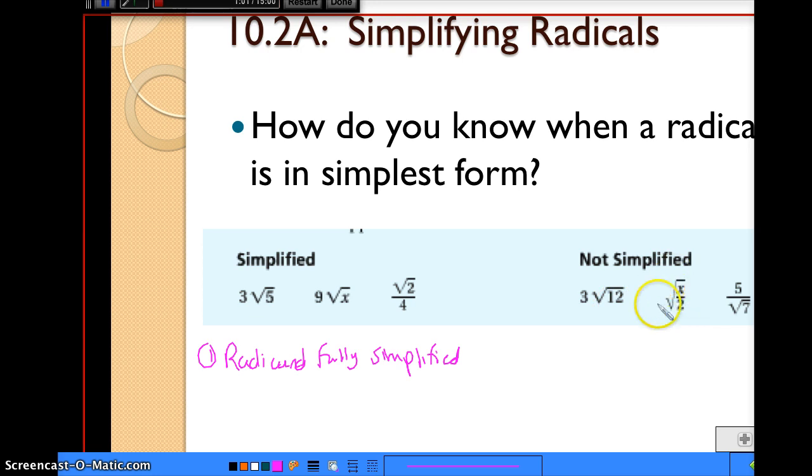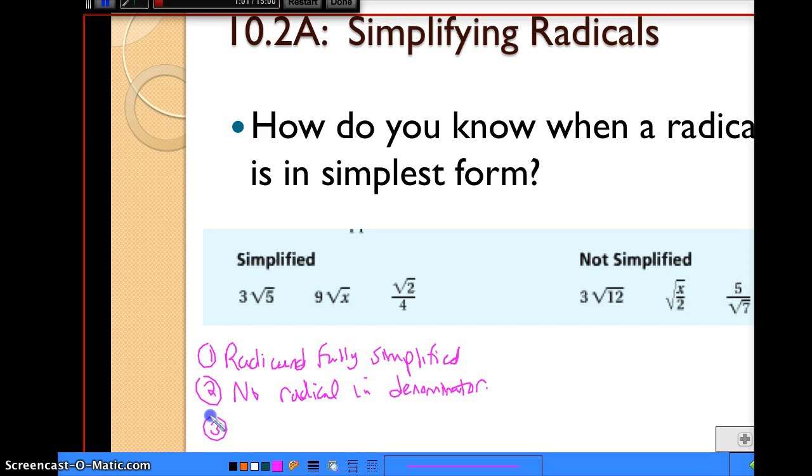This one is tricky. We'll talk a lot more about this one down the road, but the square root is in both the numerator and denominator, and you cannot have a square root in the denominator. So that's another thing. No radical in denominator. And that's the problem with this one as well.